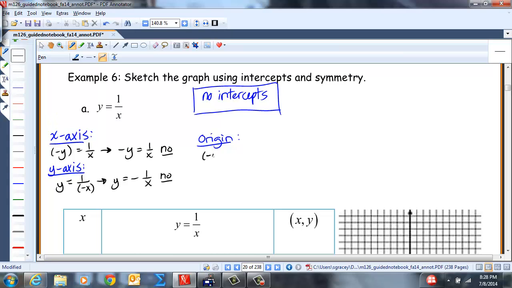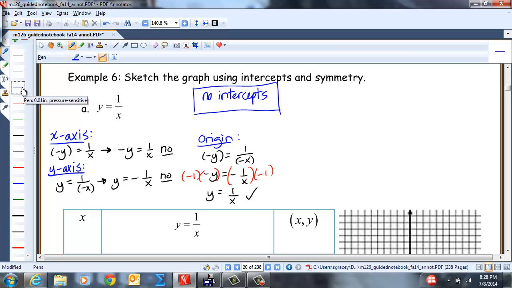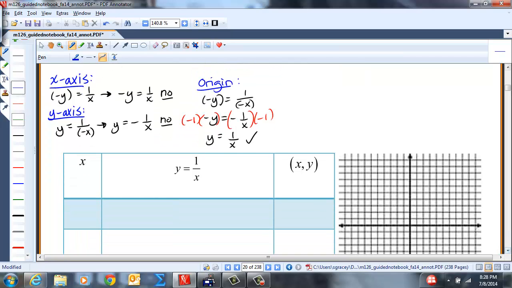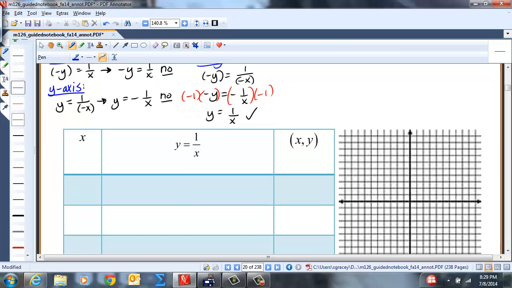So we'd have negative y equals 1 over negative x, negative y equals negative 1 over x, and multiplying both sides by negative 1, we would get y equals 1 over x. So that checks out. So this is going to be symmetric with respect to the origin, and it has no intercepts.